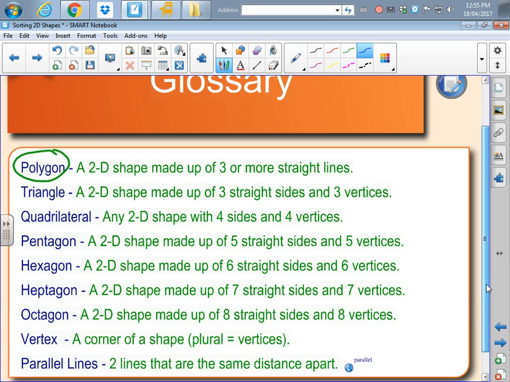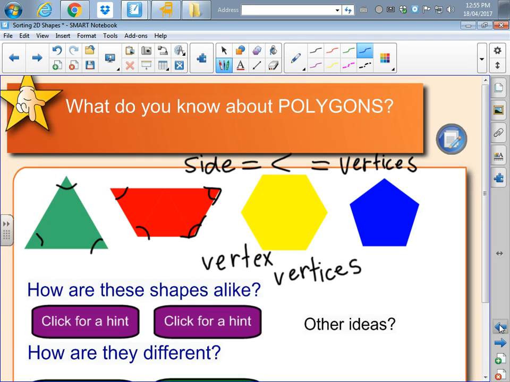So a parallel line, if I go back to my shapes, if I think about this line and this line, are they parallel? Sophie? Why not? They aren't, because even though they are touching from the sides, one's bigger than the other. And a parallel line will never, ever, ever touch. So there are two lines that are the same distance apart.